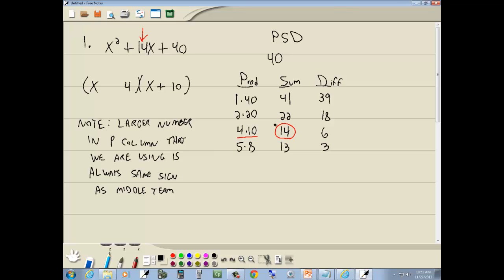Now, if the number you circled is in the S column, then it's S for same signs, both positive or both negative. If the number you circled is in the D column, then that means it's D for different signs. One will be positive and one will be negative. Well, I circled the number in the S column, so it's going to be same signs. Since this one was positive, then this one has to be positive. And that's our answer.